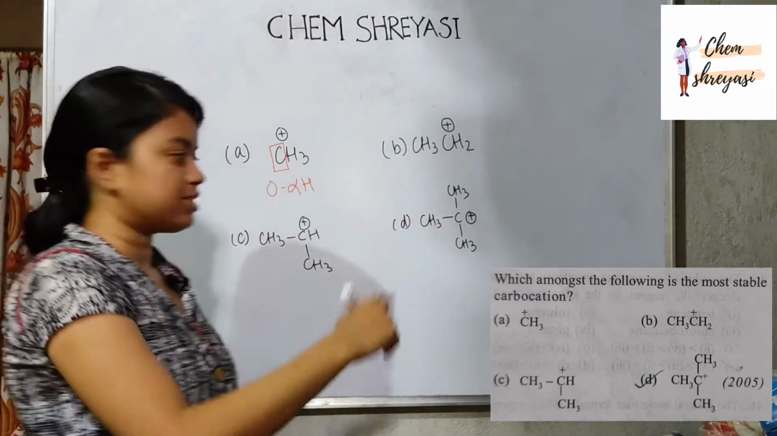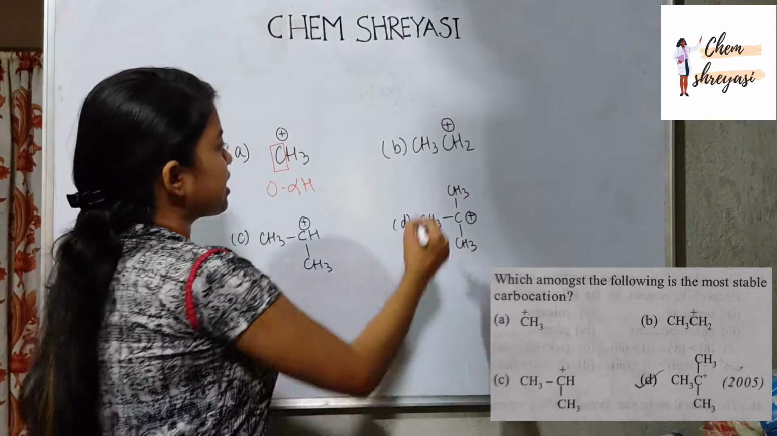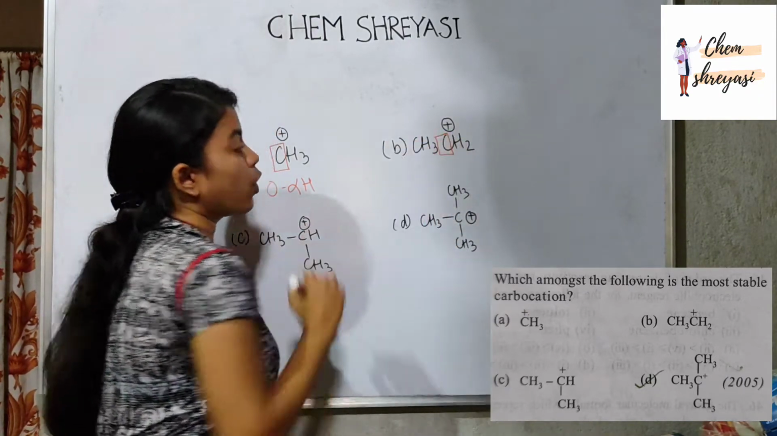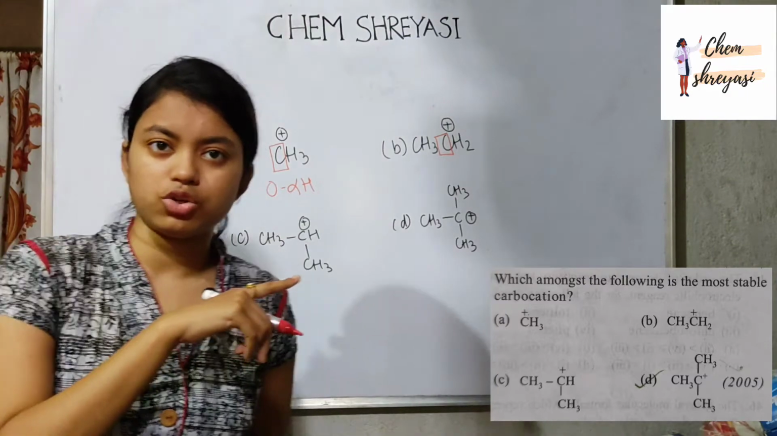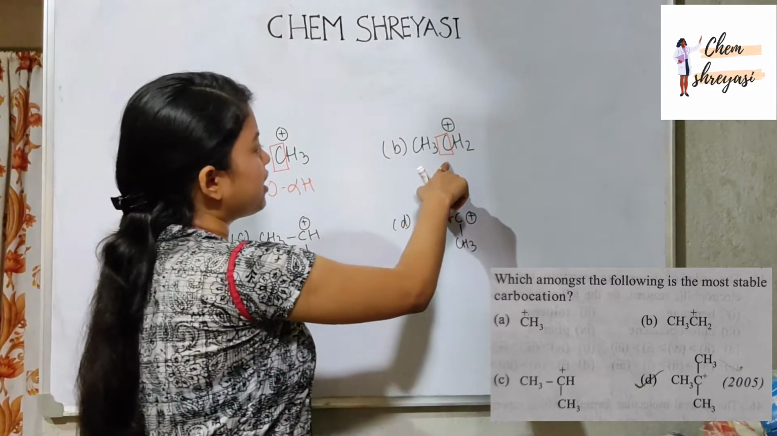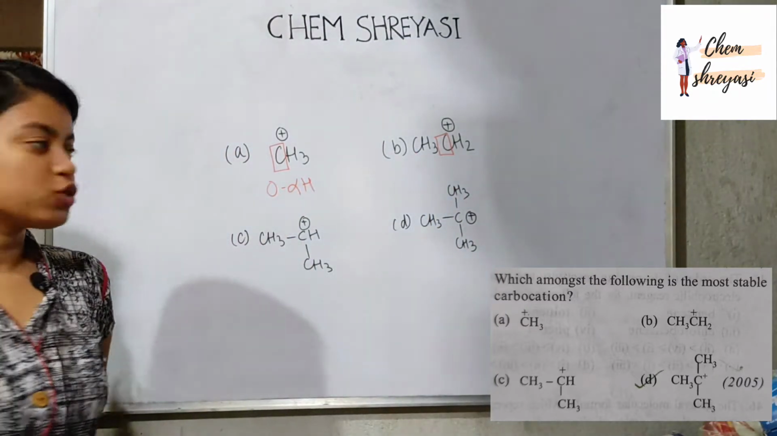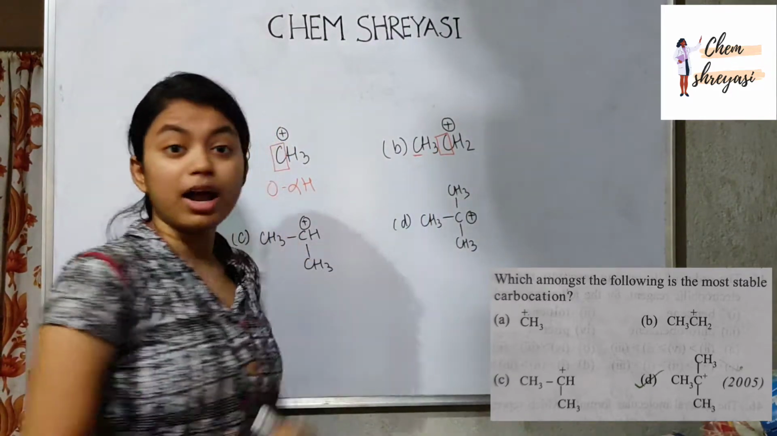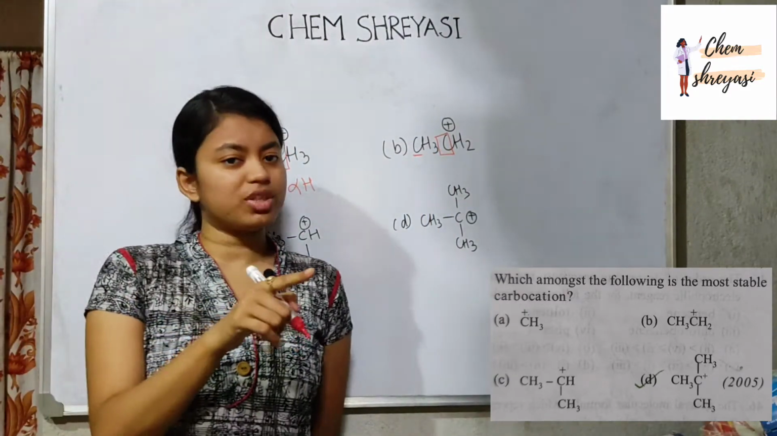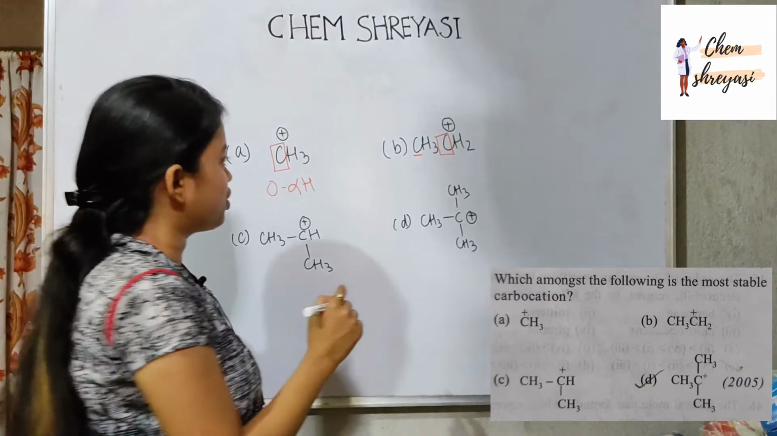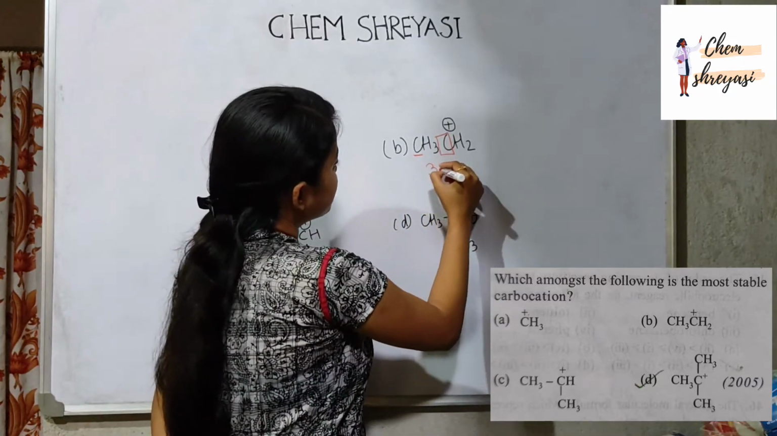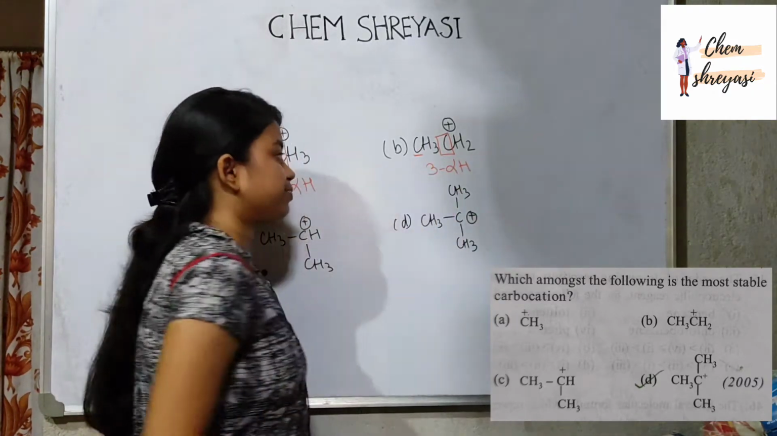Moving to the next, option B. In this case, this carbon has the vacant p orbital because it contains positive charge on itself. Now, this carbon is directly attached with another CH3 group. So, this carbon is our alpha carbon, and the hydrogen that is attached with alpha carbon is known as alpha hydrogen. So, in this case, there are 3 alpha hydrogen.